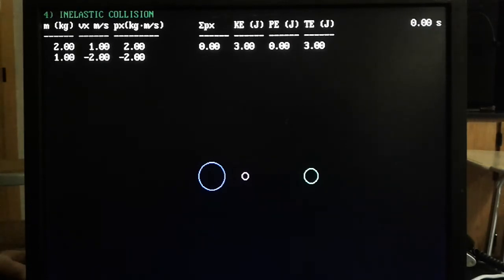Well, here's another inelastic collision. Watch this one. Oh my, the momentum before and after was zero. Momentum is a vector, remember that.